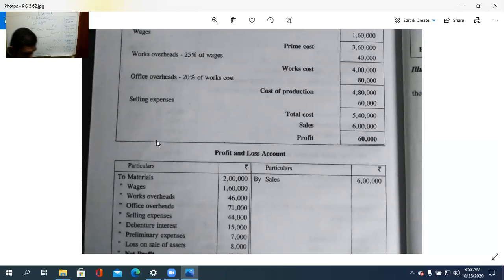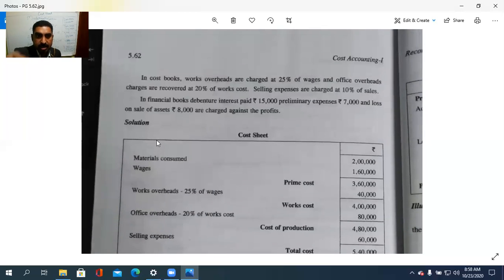And how the difference there in P&L we need to prepare. For the P&L, see, in financial books, debenture interest paid is 15,000, preliminary expenses is 7,000, and loss on sale of assets charged against the profit is 8,000. So the items to be debited there, the previous items to be debited there, and from the financial books, what all items are ignored, that is to be added there or taken care. So this is the costing profit, 60,000. Keep it in mind. Then we need to prepare the P&L account.